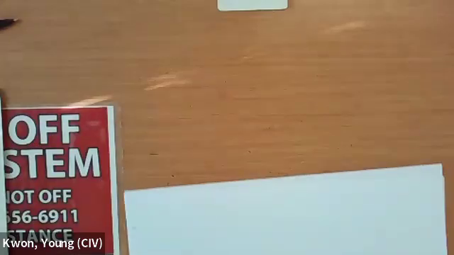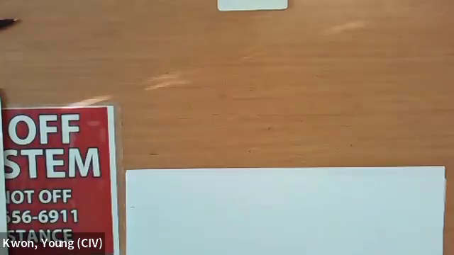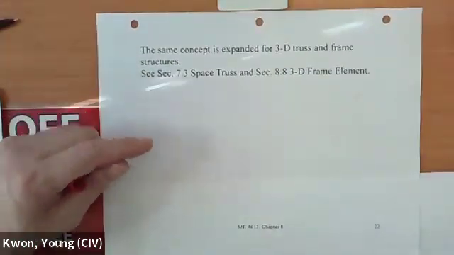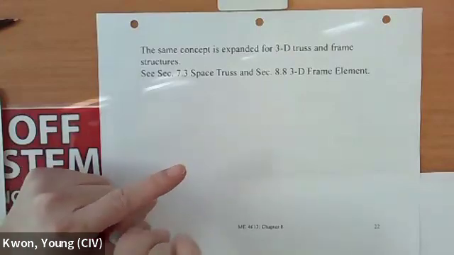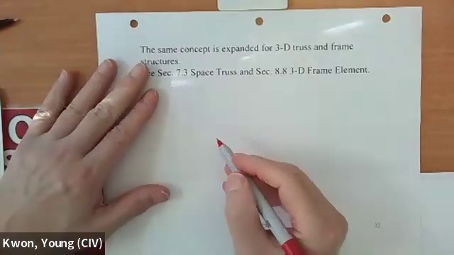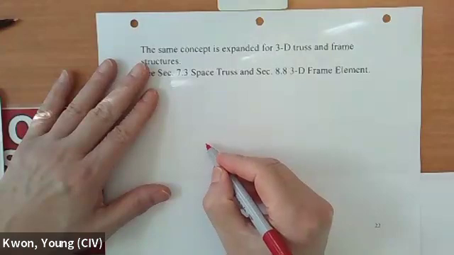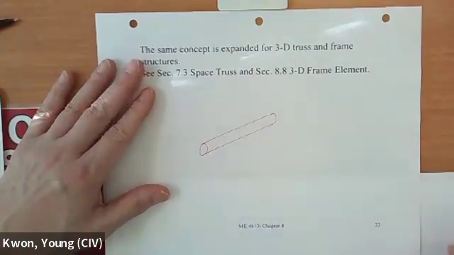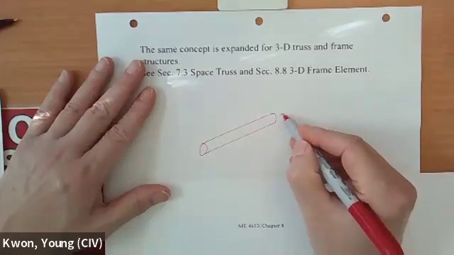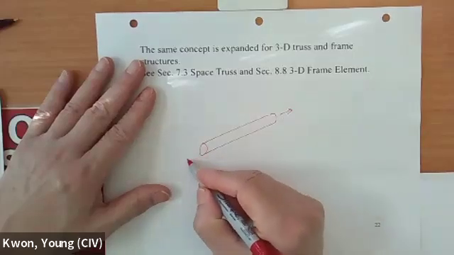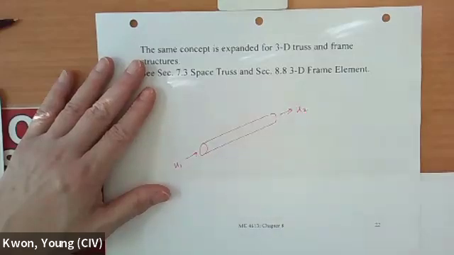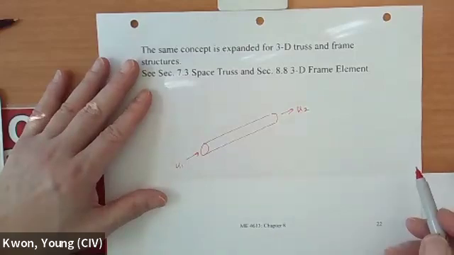Then you can do the same thing for 3D truss and 3D frame element. So we are not going to do that; it's just a little more extra calculation, but the concept is the same. For example, if you have a frame, right, then you got displacement. Displacement is going to be the same, like u1 and u2 along the member direction.